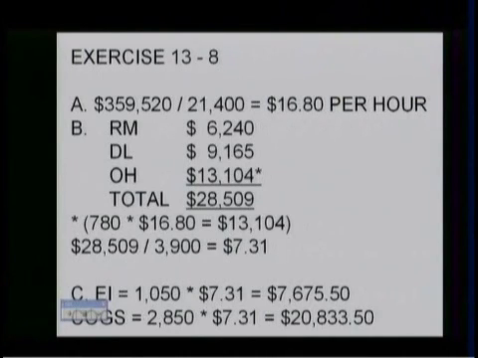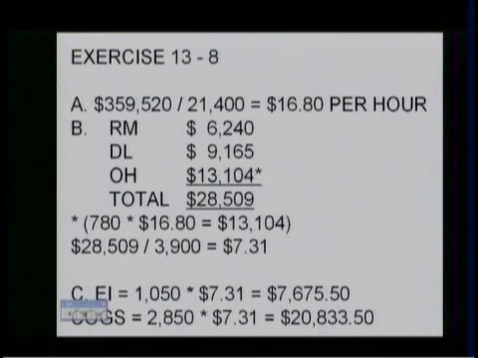There are 3 costs to any product: materials, labor, and overhead. They give you the materials at $62.40. They give you the labor at $91.65, but you have to compute the overhead. Now in Part A, you figured it was $16.80 per hour. They tell you that you ran the machine 780 hours. So if you take 780 times 16.80, you get a total overhead of $13,104.